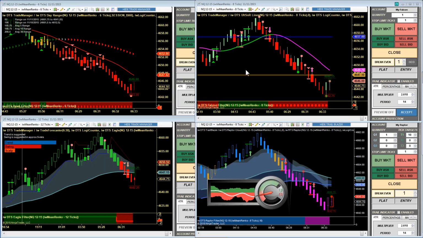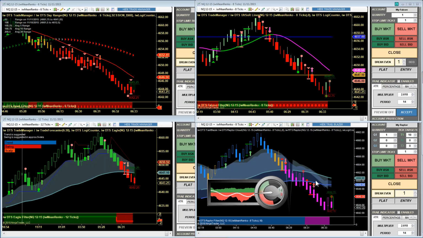Here in the top right, we have the Falcon Swing Trader, and as you might have guessed, it has been programmed to pick up swing signals. The bottom left is the Eagle Trend Trader. So those are our three tools. Here on the bottom right is the latest addition to the DTS family. This tool is called the Raptor.